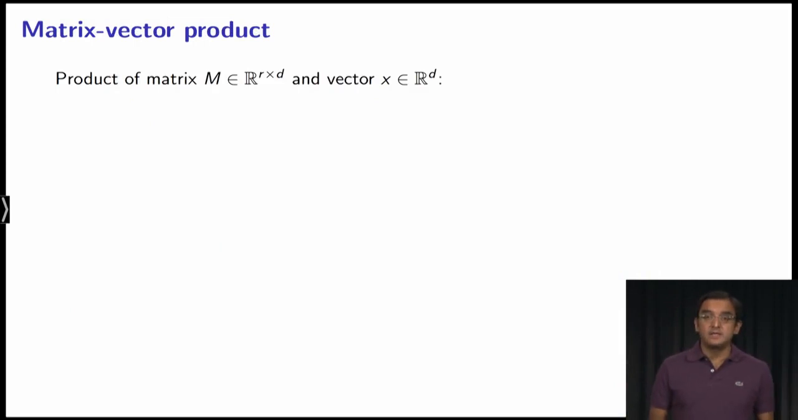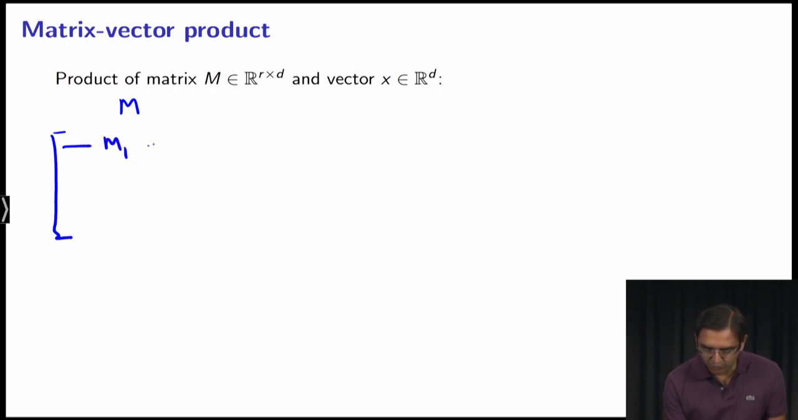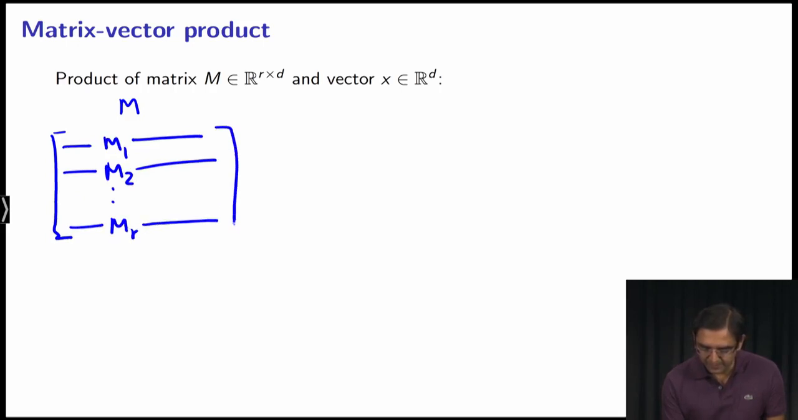So let's just go ahead and talk in a slightly more abstract way about this matrix vector product. How exactly does one multiply a matrix by a vector? Okay, so let's say we have a matrix that's R by D. That means that it has R rows and D columns. So we have this matrix M. It has R rows. Let's call them M1, M2, all the way to M sub R. So we have R rows, and each row is a d-dimensional vector. So each row has length d.